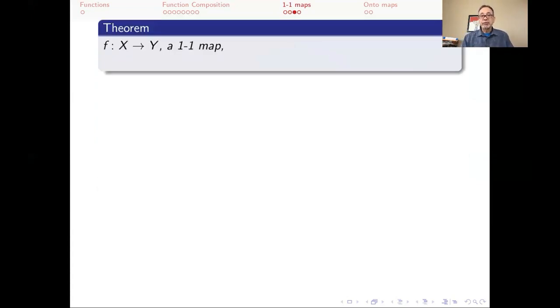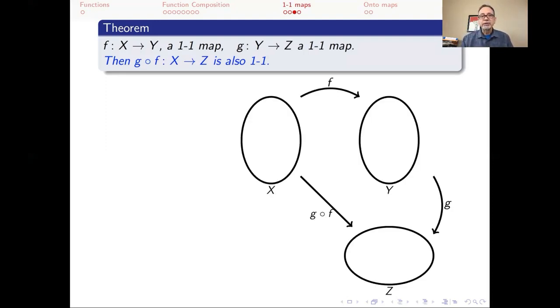The first thing we want to prove is that if you have a one-to-one map and then another one-to-one map, and these two maps share a codomain and a domain, so f goes from x to y and g goes from y to z, then the composition will also be one-to-one. The composition of two one-to-one maps, as long as you can compose them, is going to be a one-to-one map. The basic idea is pretty straightforward.